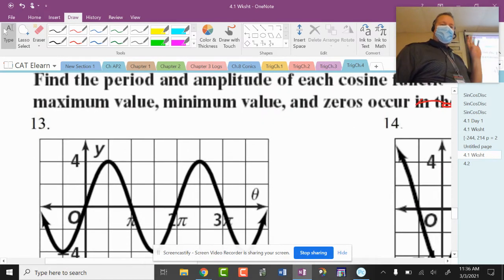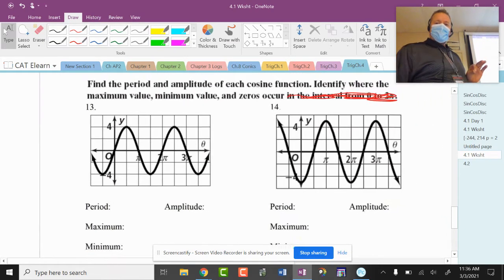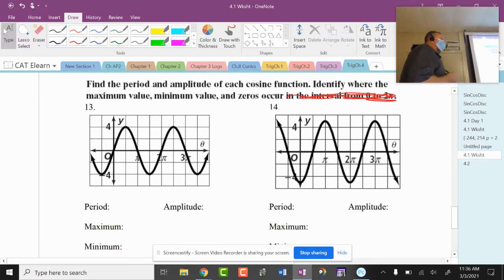Make sure you just understand what you see, and then understand what the period and amplitude is. Real quick, because we ain't got much time.